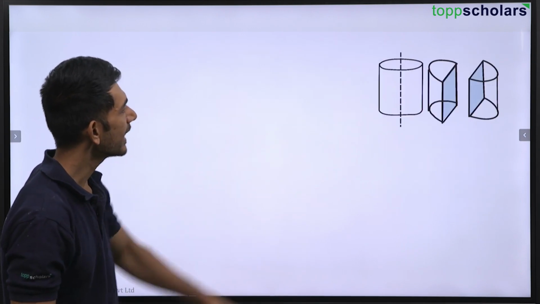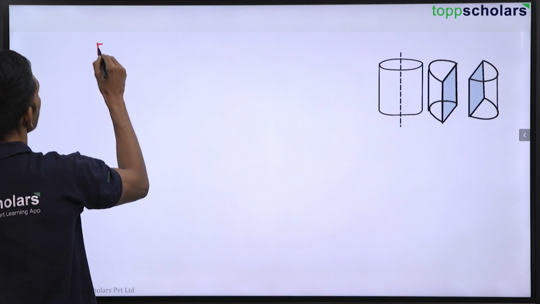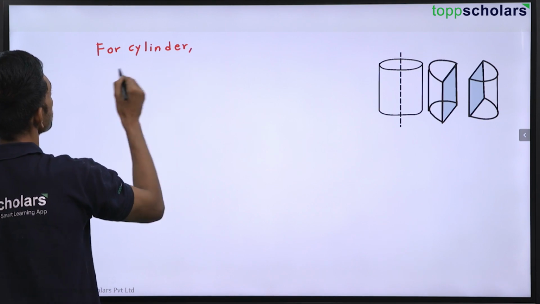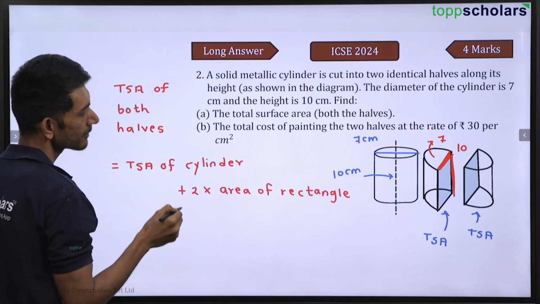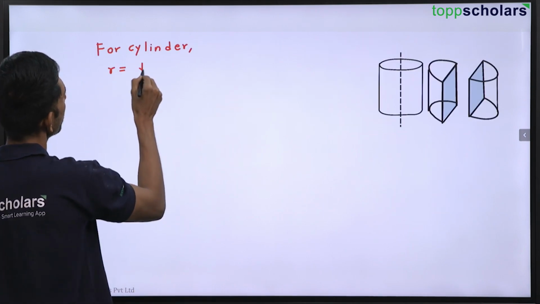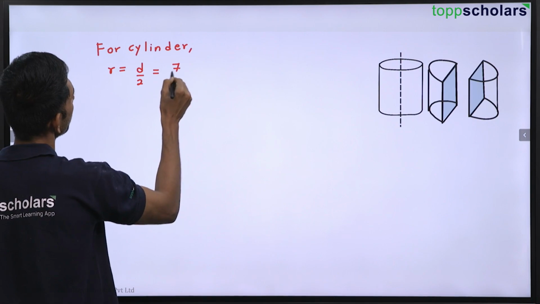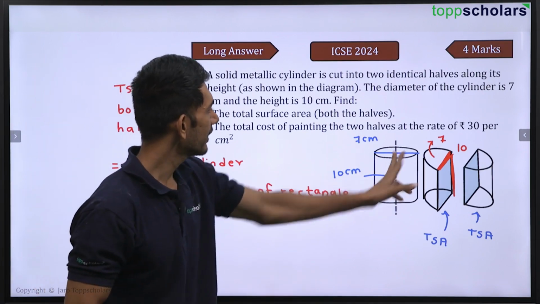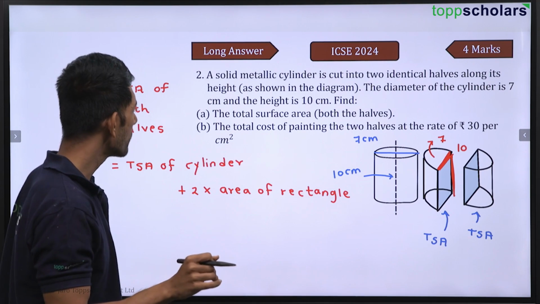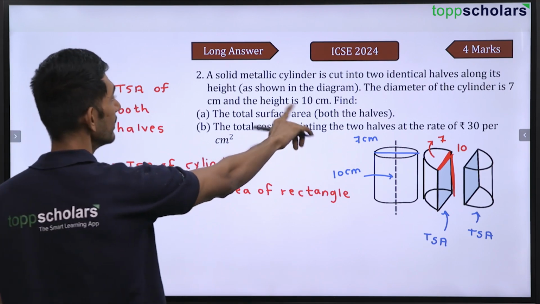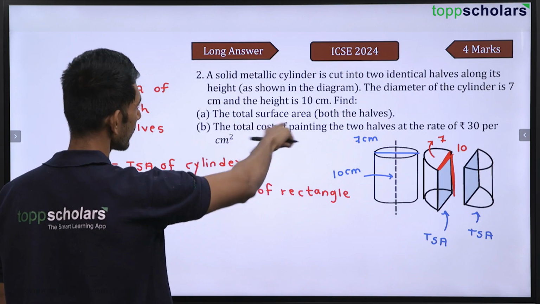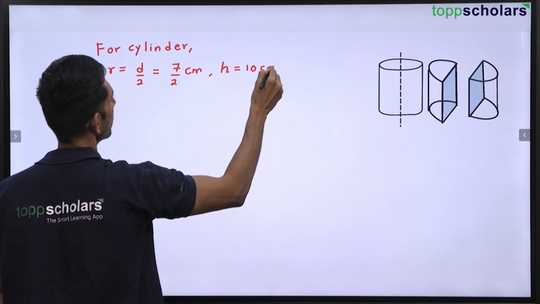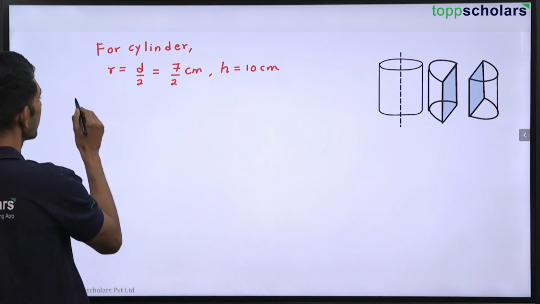Again, the height is 10, the diameter is 7. So we can say for the main cylinder, the radius is diameter divided by 2, that is 7 divided by 2 centimeter, correct? Because the diameter is 7, the radius will be 3.5. You can keep it as 7 by 2. And then we are supposed to find out the total surface area, for which we need the height. Height is 10 centimeter.